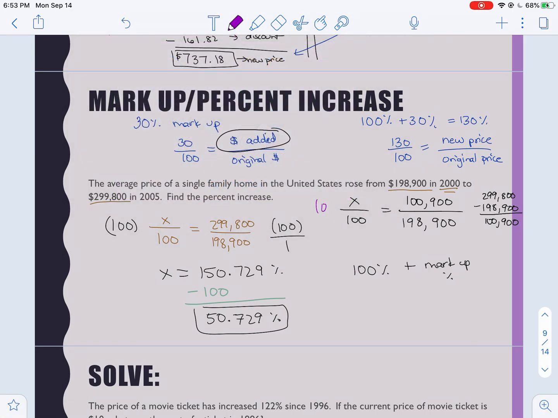So again, we could solve this. Multiply both sides by 100, and X would equal 100,900 times 100, and then divide it by 198,900, and you get, well, look at that, 50.729%. And again, same as what we got before. So two ways of doing the same problem.